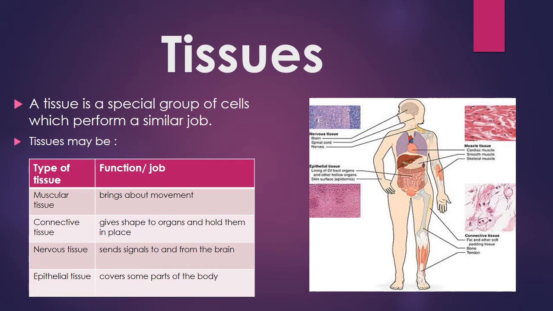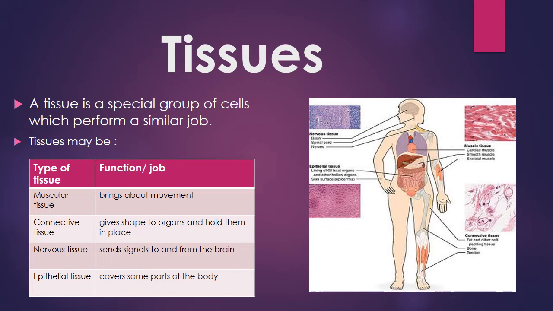Epithelial tissues are the lining of the GIT tract organs and other hollow organs, and the skin surface. So basically your skin and all your digestive tract, like your small intestines and large intestines, are made up of epithelial tissues. Connective tissues are the fats and other soft padding tissues, all the fat in your body, your bones and your tendons. Tendons are basically the small muscles. These all are made up of connective tissues.